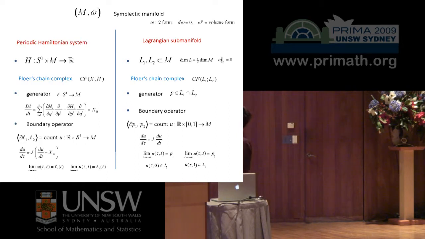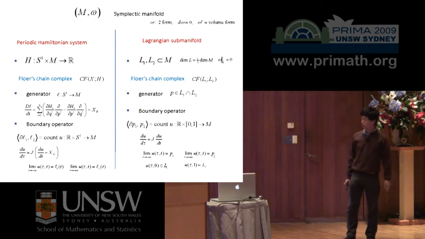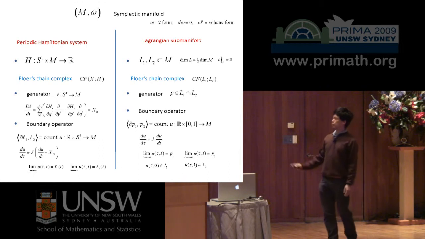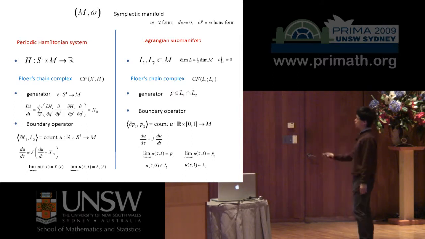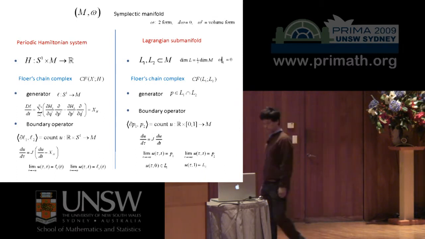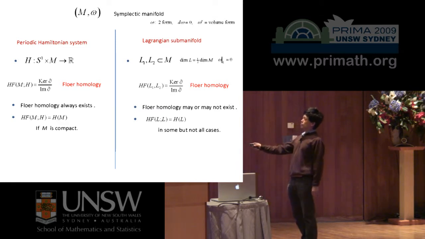So let me summarize the story explained. In a symplectic manifold, we have typically two versions of Floer homology. One is for periodic Hamiltonian systems, where the generator is a solution of the periodic Hamiltonian system, and the boundary operator is counted by this partial differential equation. And for Lagrangian submanifolds, you have a pair of Lagrangian submanifolds. You consider a vector space generated by intersection points, and the boundary operator is counted by these strips. And of course, Floer homology is just the kernel of this boundary operator divided by the image.